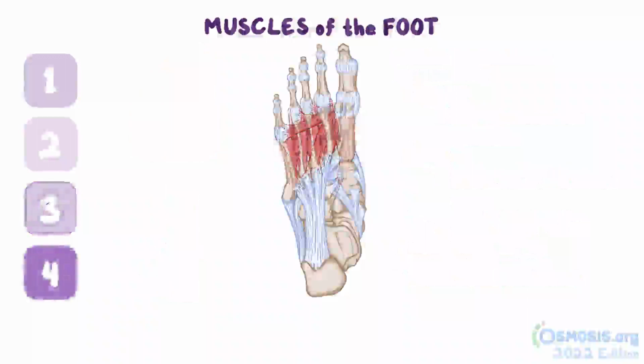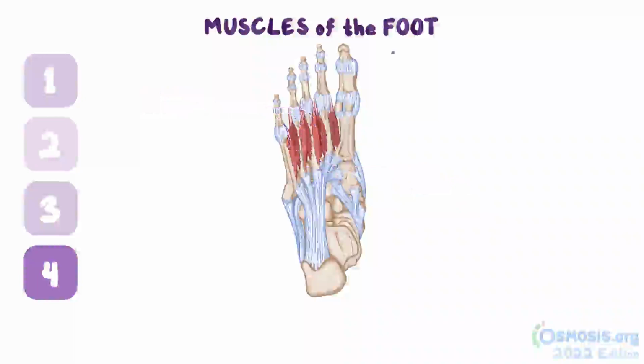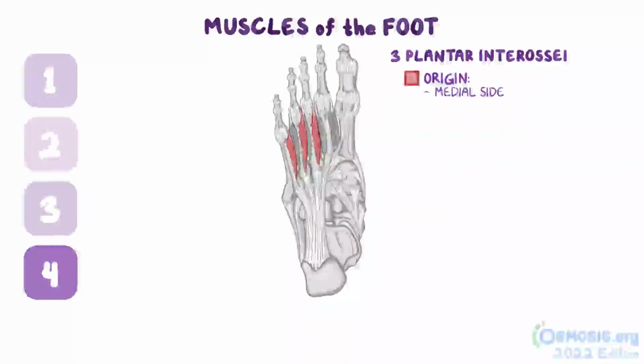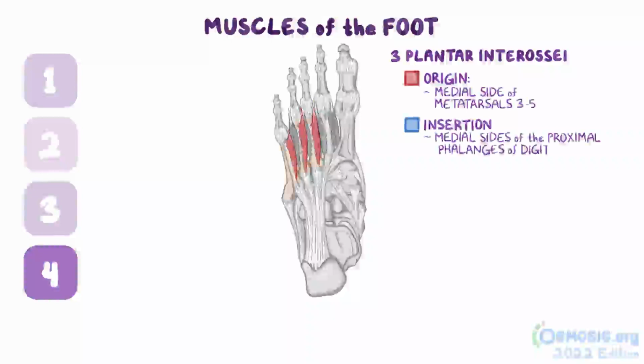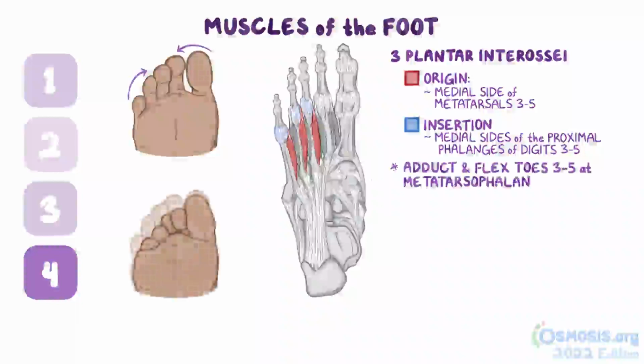And the fourth and final layer is made up of two groups of muscles, the plantar interossei and dorsal interossei. Okay, so there are three plantar interossei that are located between the metatarsals. Each originates from the medial sides of the metatarsals of toes 3 to 5, and they insert on the medial sides of the proximal phalanges of digits 3 to 5. The plantar interossei adduct and flex toes 3 to 5 at the metatarsophalangeal joint.